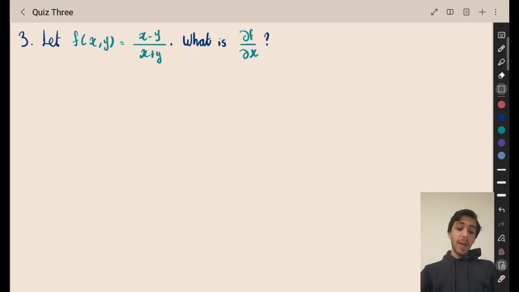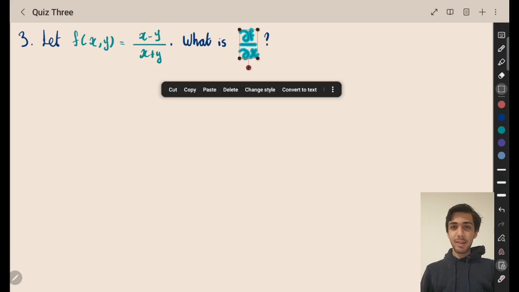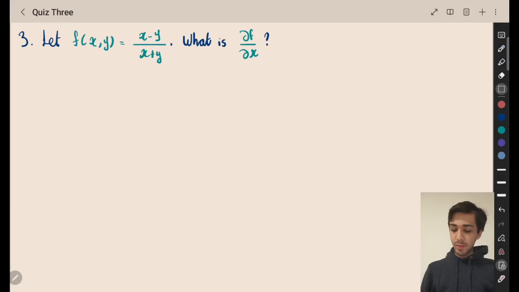Let f of x and y be given as follows, then what is that thing? First off, that thing is the partial derivative.